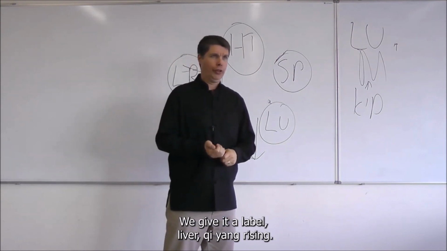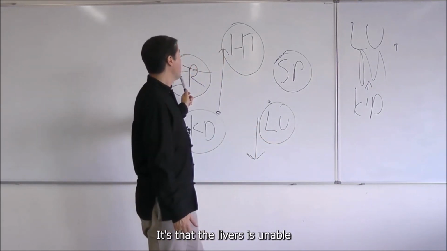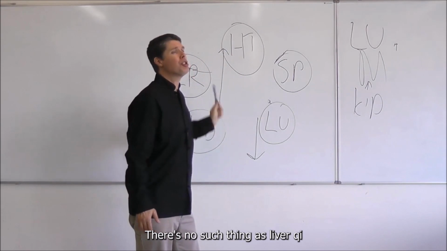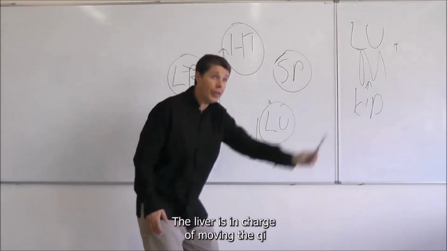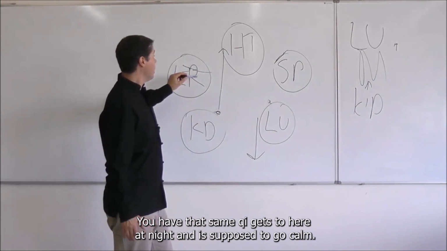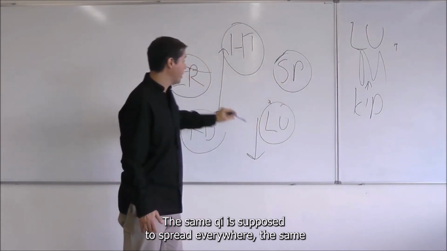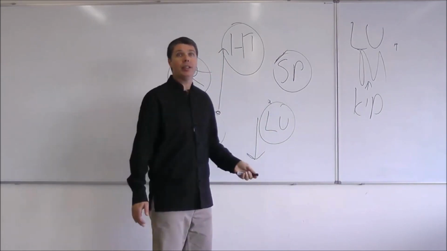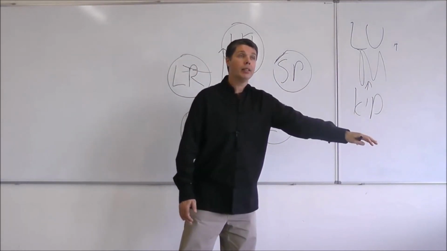We give it a label, liver qi yang rising, but the liver qi didn't go anywhere. It's that the liver is unable to make the qi move around the body. There's no such thing as liver qi. The liver is in charge of moving the qi you have. That same qi gets to here at night and is supposed to go calm. That same qi is supposed to spread everywhere. That same qi is supposed to get cooled here and descend down. It's not that there's such a thing as liver qi. It's how the liver is influencing the qi in your body.